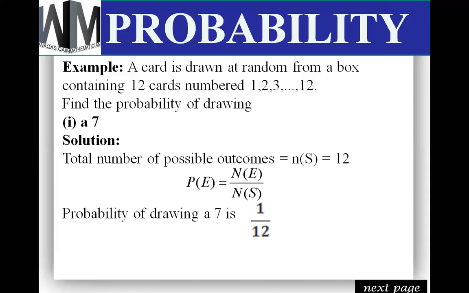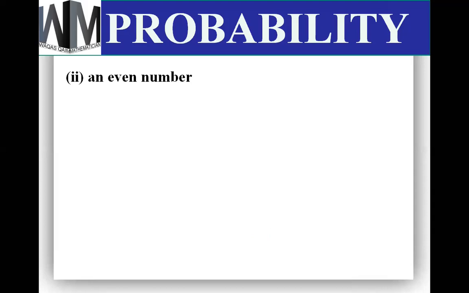Okay, now we are moving to the next part. In the next part, what is the probability of getting an even number? So we have 12 cards, and on each card we have a number from 1 till 12. Now from 1 till 12, how many even numbers do we have? Okay, let's have a look. So cards with even numbers are 2, 4, 6, 8, 10, and 12. So there are 6 cards over which we have an even number.